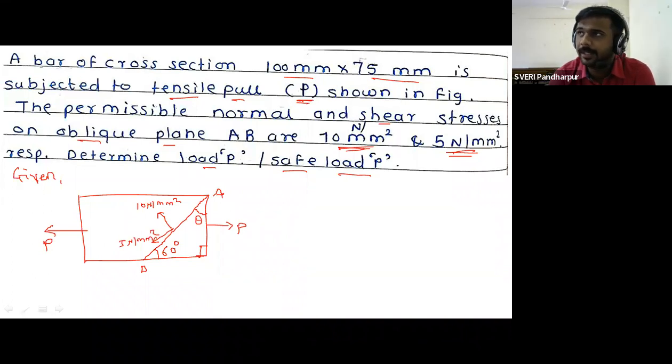The inclined plane AB is there, but initially whatever the angle is given, that is the 60-degree angle, that angle is given with the minor principal plane. The angles which are present at the left and right side, these are the major principal plane or vertical plane, and always theta we have to consider with the vertical plane only.